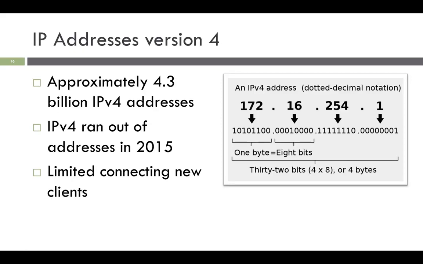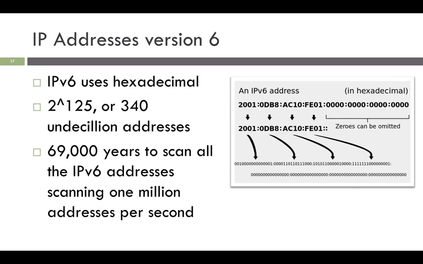There are several versions of IP addresses. The most common version is IPv4, which allowed for almost 4.3 billion Internet hosts. However, in 2015, the world ran out of IPv4 addresses. This problem meant that ISPs could no longer connect new clients, such as smartphone users.